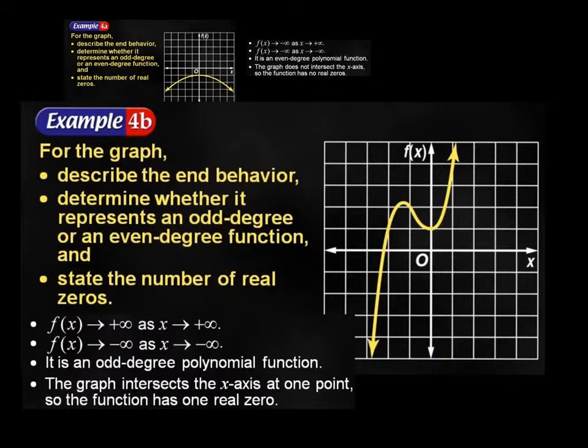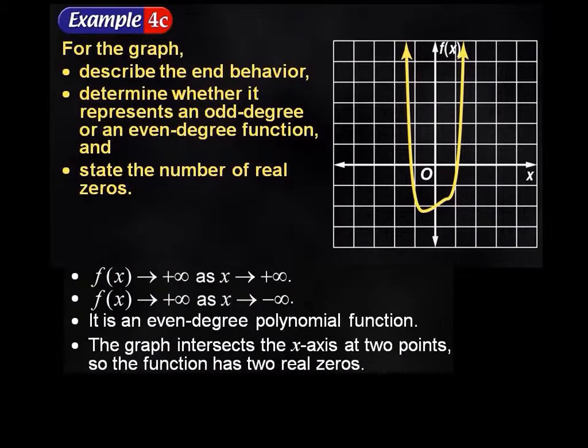In this graph, f of x approaches positive infinity as x approaches positive infinity, and it approaches negative infinity as x approaches negative infinity. The ends are doing opposite things, so it is an odd degree polynomial function, and it intersects the x-axis at one point, so it has one real zero. F of x approaches positive infinity as x approaches positive infinity, and it also approaches positive infinity as x approaches negative infinity. Both ends are doing the same thing, so we know it's an even degree polynomial function, and it intersects the x-axis at 2 points, so it has two real zeros.